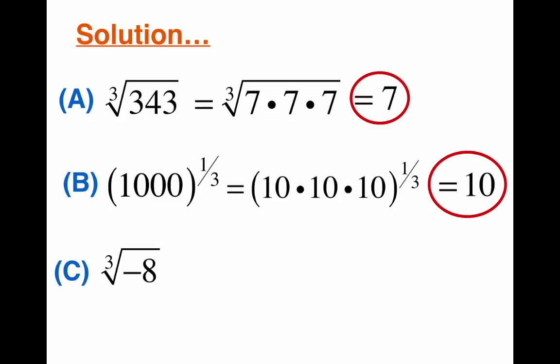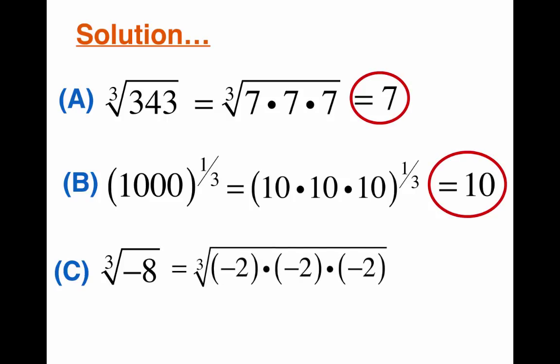How about -8? Now, if you watched my prior video, you saw that when you square root a negative number, it's impossible to do, and we call it an imaginary number. But when you cube root it, it is possible. Watch. -2 times -2 times -2. Now, 2 times 2 is 4, times 2 is 8. And a negative times a negative is a positive, but times another negative goes back to a negative. So the cubed root of -8 is -2. There's our solution.